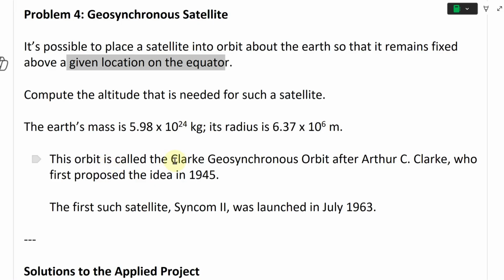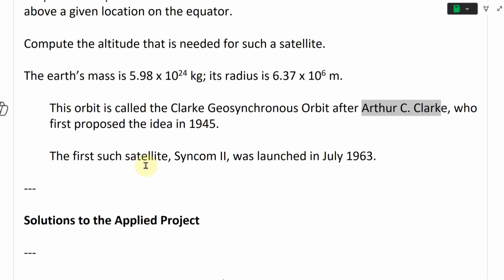This orbit is called the Clarke geosynchronous orbit after Arthur C. Clarke, the famous 2001: A Space Odyssey guy. He first proposed the idea in 1945, and the first such satellite, Syncom 2, was launched in 1963. He got the idea in 1945, and then the first one launched in 1963.